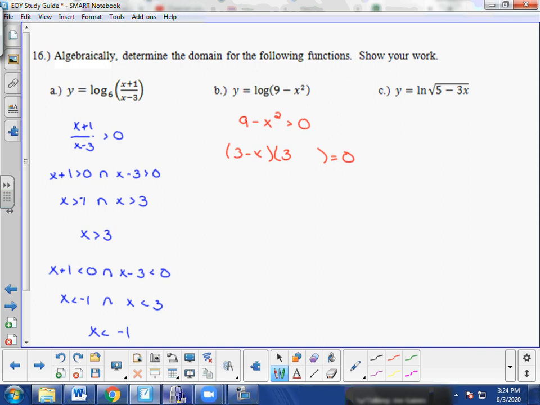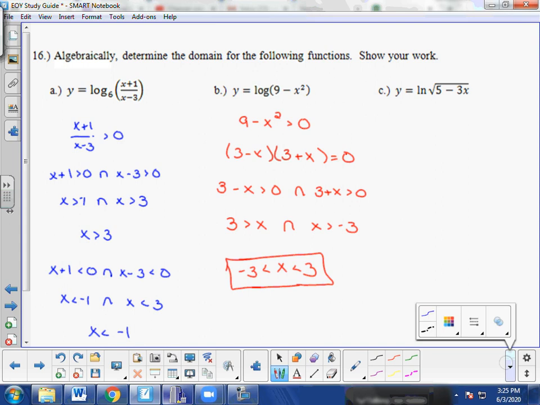Get that right. 3 minus x and 3 plus x is greater than 0. So I can break these apart. 3 minus x is greater than 0, and 3 plus x is greater than 0. So then if I solve for this, 3 is greater than x, and x is greater than -3. So basically what we could say if we wanted to write this in one expression, x is between -3 and 3 for this function.